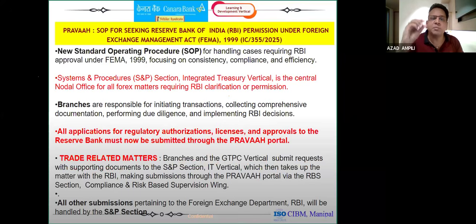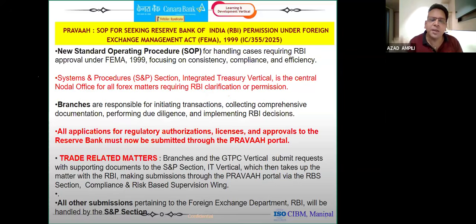Systems and Procedures, SNP section, Integrated Treasury Vertical, is the central nodal office for all forex matters requiring RBI clarification or permission. Question: for all forex matters, who is the nodal office? SNP section, Integrated Treasury Vertical. If a customer wants any clarification, they have to take it up with the branch. The branch in turn will take it up with the SNP section, Integrated Treasury Vertical.